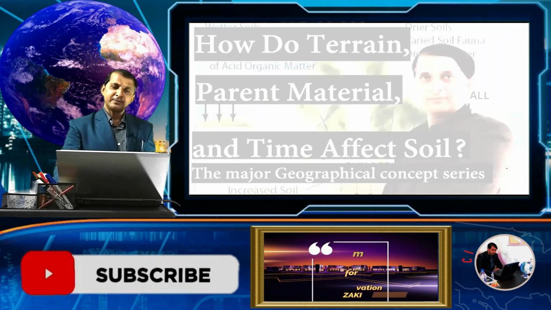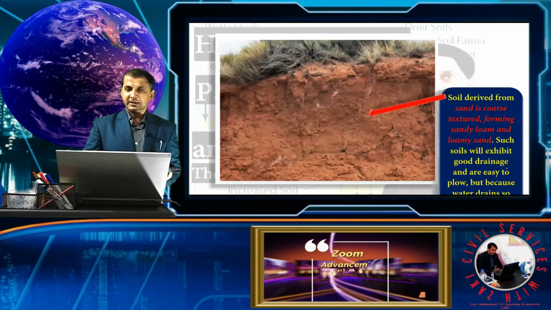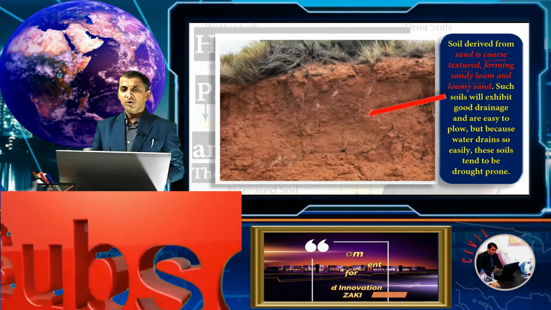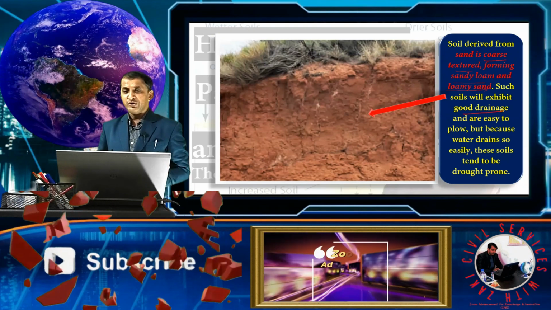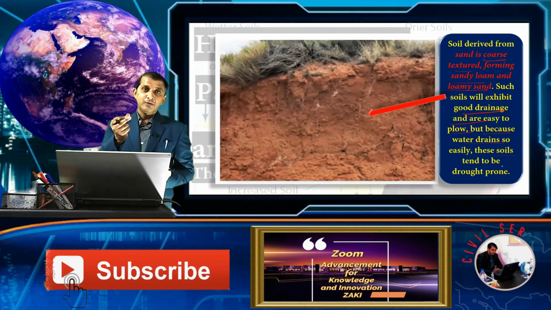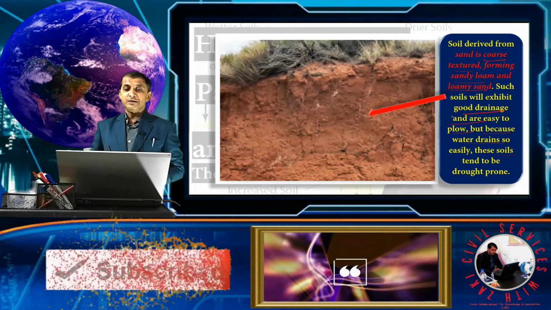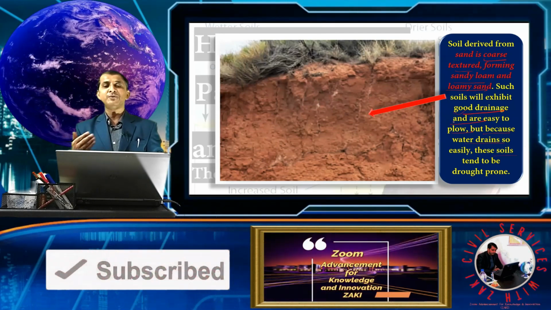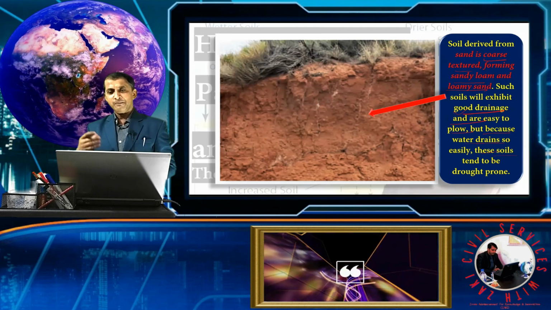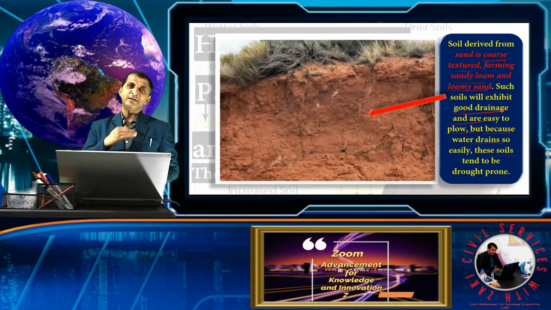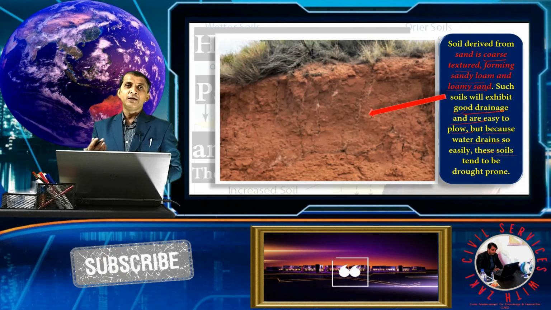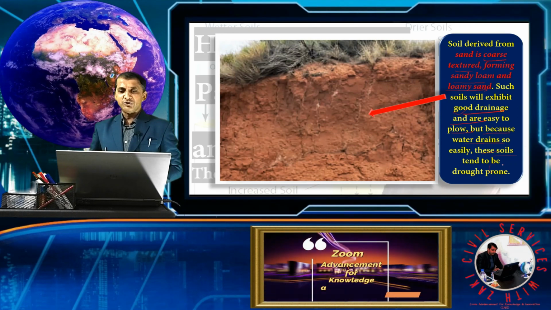But if you go to some of the sandy soils like this, soil derived from sand has a coarse texture, forming sandy loam or loamy sand. Such soil exhibits good drainage and is easily plowed, and because water drains easily, these soils tend to be drought prone. It is easy for cultivators because water drains and it is easily plowed, so you can easily cultivate anything. But water drains easily and evaporates easily, that's why it is basically a drought-prone area.